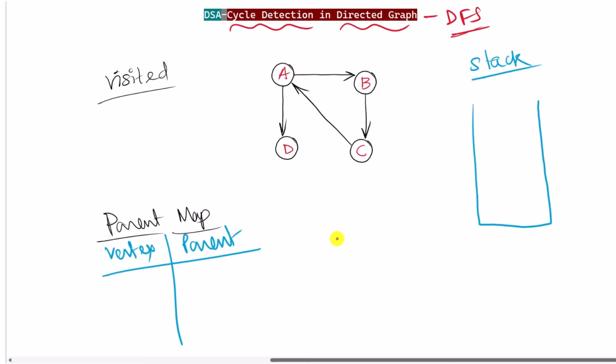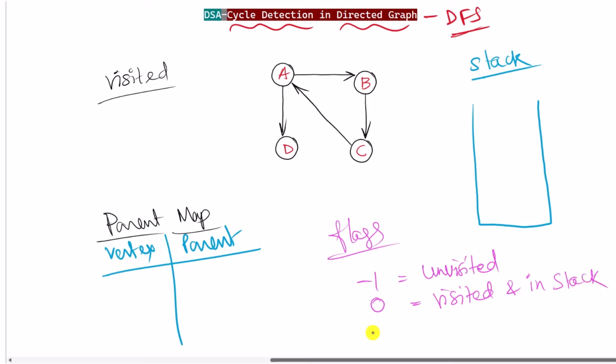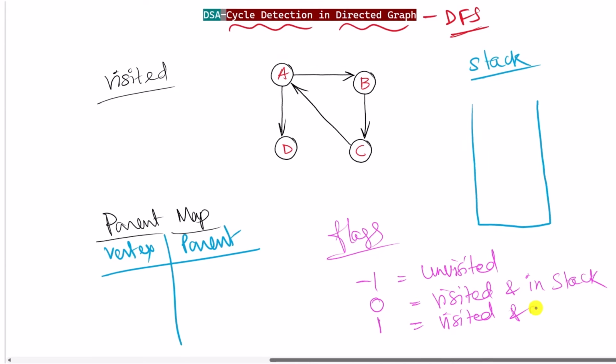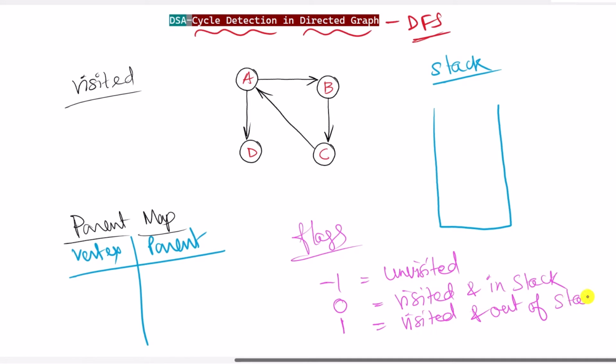Here we're going to use different flags. The flag -1 means the particular vertex is unvisited, and the flag 0 means we have visited that particular vertex and the vertex is in our stack. And we also have the flag 1. Flag 1 means we have visited that particular vertex and it is currently out of our stack. So these are the flags that we're going to use.